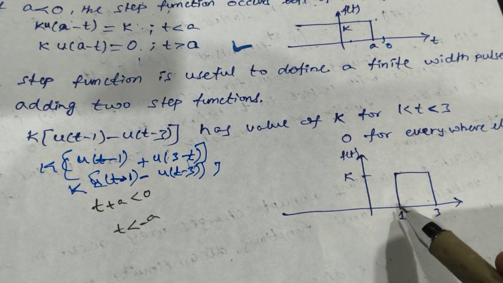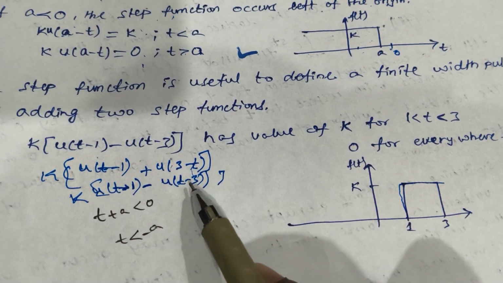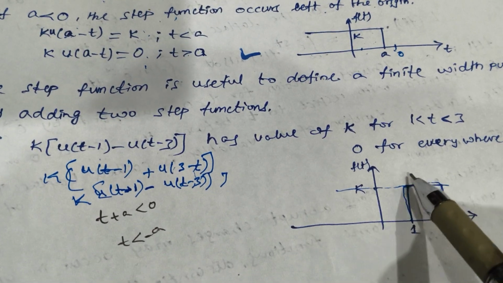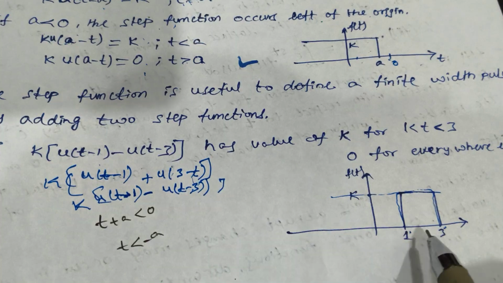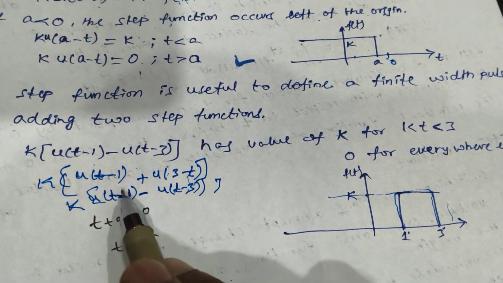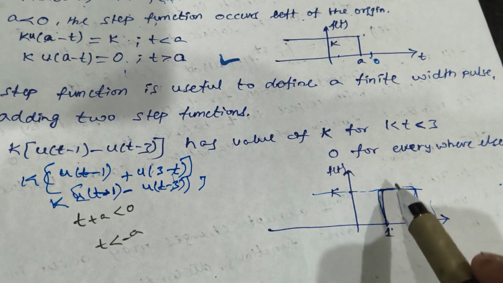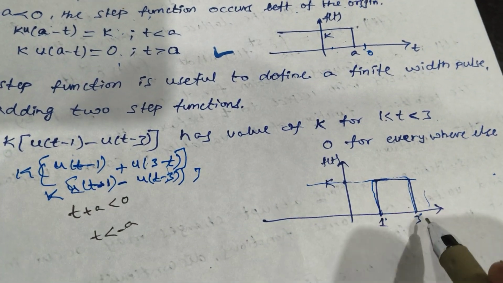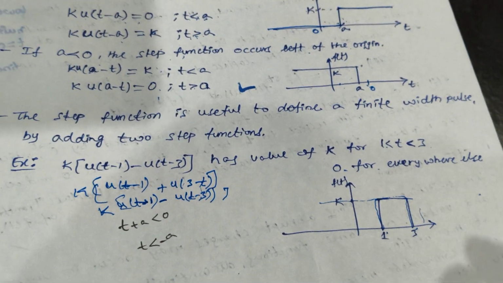So u of t minus 1 is the right side, and u of t minus 3 is the left side. We'll get the intersection region between 1 and 3. It has the value k between 1 and 3, because by subtracting both waveforms, we get the value k between 1 and 3, and the rest of the portion, less than 1 and greater than 3, is 0. So that's the representation. Thank you all.